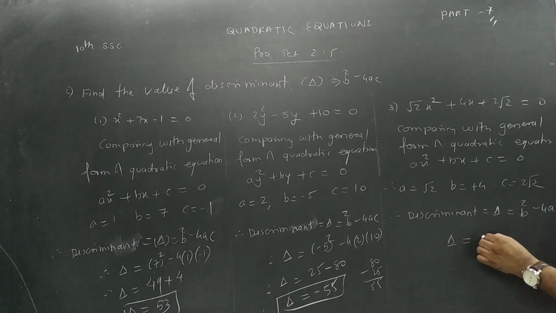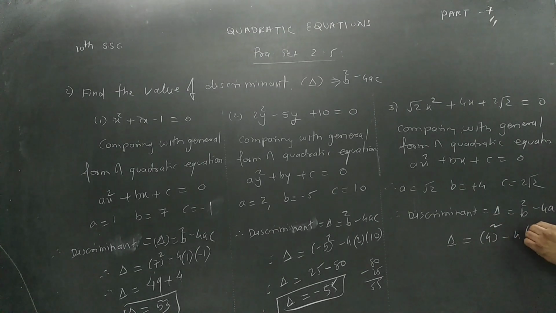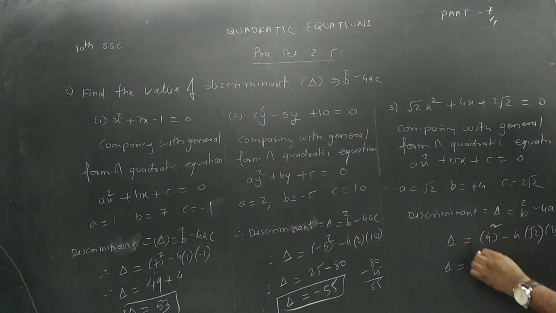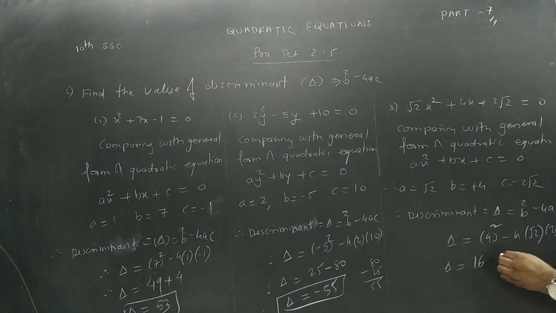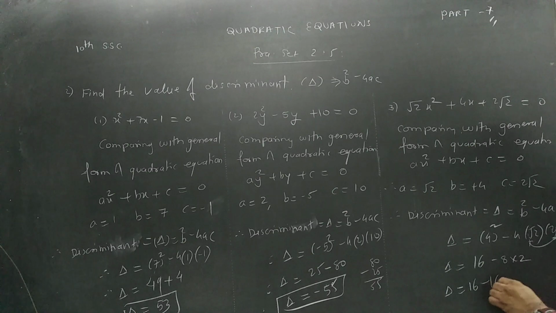So delta = 4² - 4 × root 2 × 2 root 2. So delta is equal to 4² which is 16. Minus, plus minus, minus. Here 4 twos are 8 and root 2 into root 2 will become 2. So delta becomes 16 minus 16. So delta is equal to 0, or discriminant is equal to 0. That is the answer for the last question.